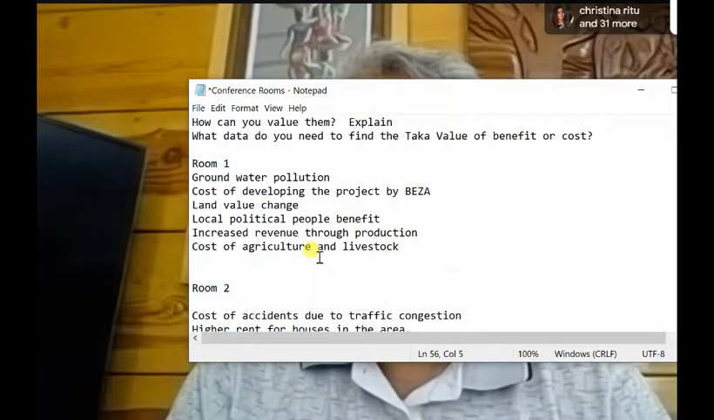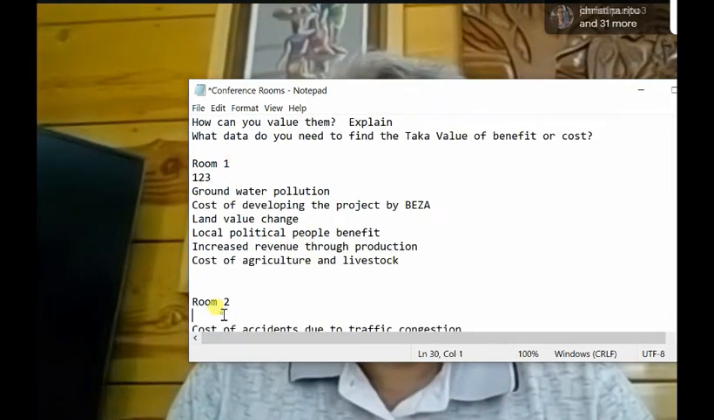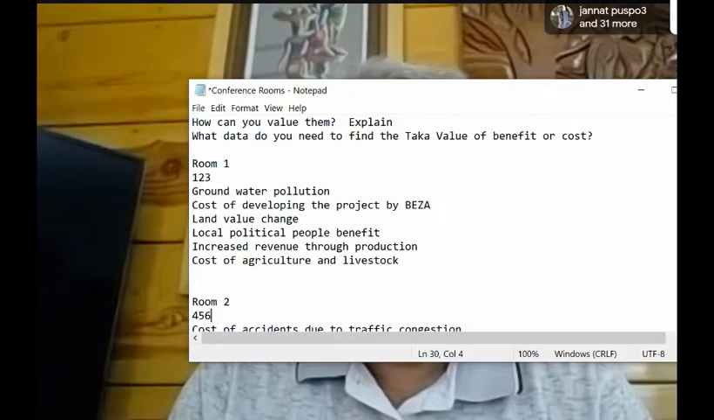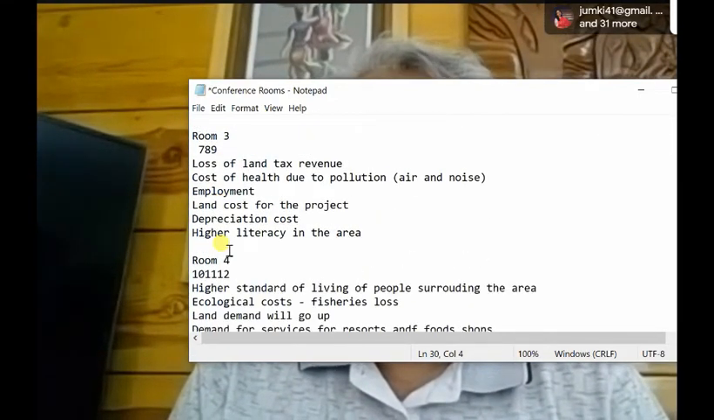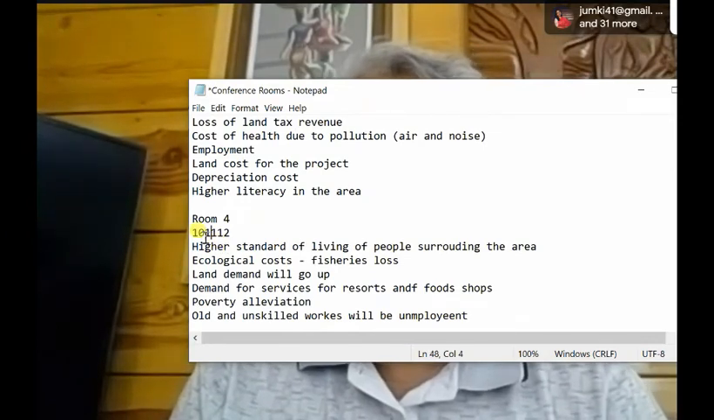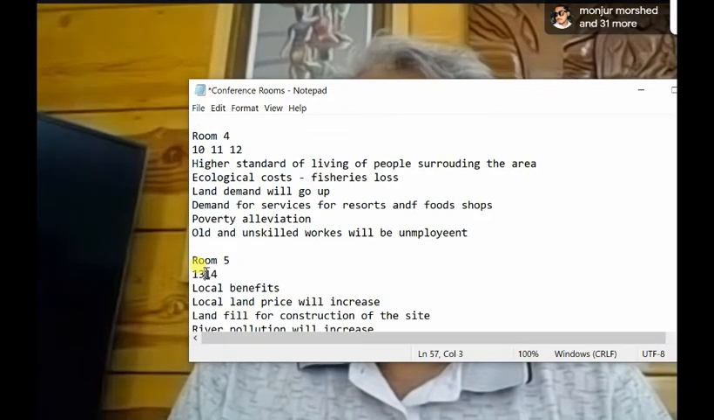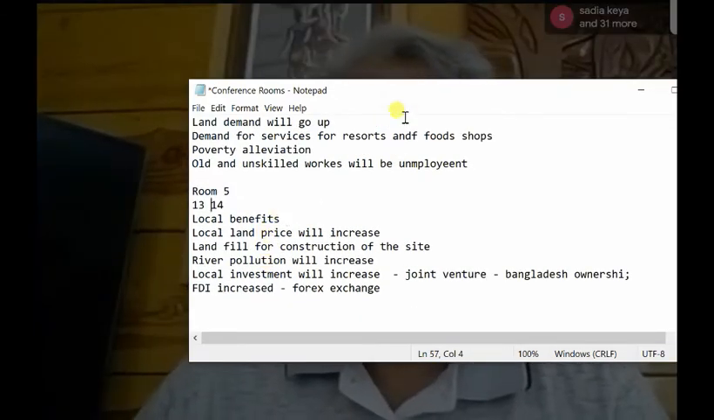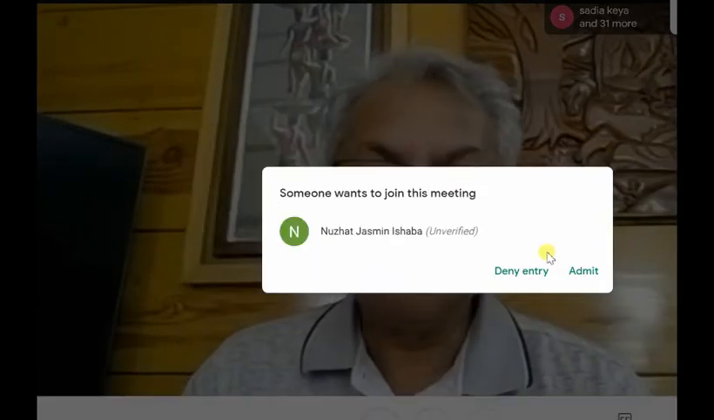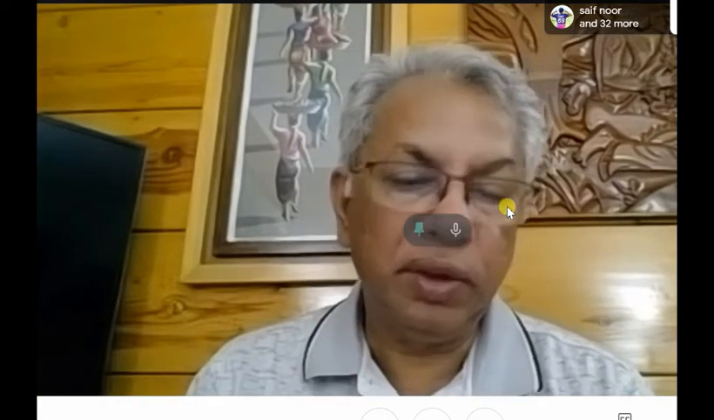Let me summarize it again. Groups 1, 2, 3 in room number 1, then 4, 5, 6 in room number 2, 7, 8, 9 in room number 3, 10, 11, 12 in room number 4, and 13 and 14 in room number 5. So we have 14 groups, and each one will go into there. Everyone will have a task.